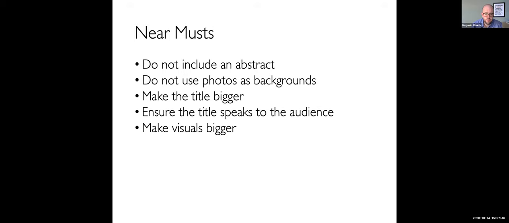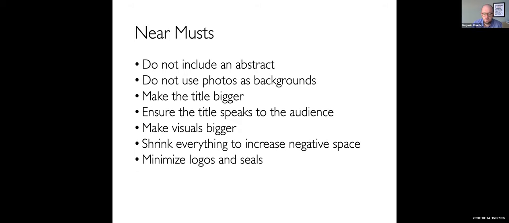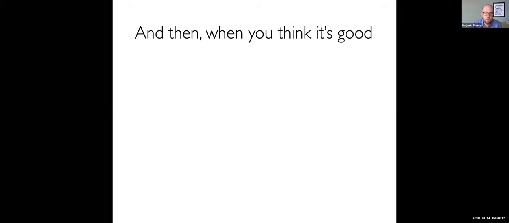Ask your audience. Make visuals bigger. Just make everything in the visuals bigger. Then make everything smaller to increase the negative space. Cut words. Minimize or delete logos and seals. Logos and seals can be redundant with words that you already have, so just do one of them. The University of California Davis seal says University of California Davis in it. You don't need to then write University of California Davis in your poster. Completely redundant.